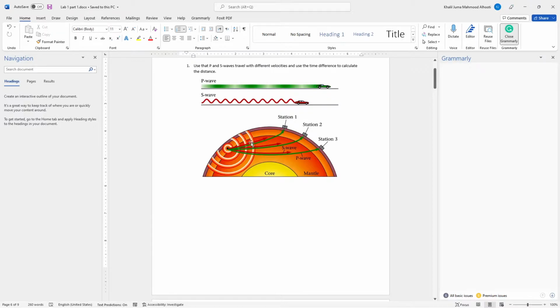Another requirement is that we need two kinds of seismic waves. One of them is the P wave, depicted here as a green arrow. And we also need the S wave, shown as a red arrow. The P wave is the fastest, followed by the S wave.